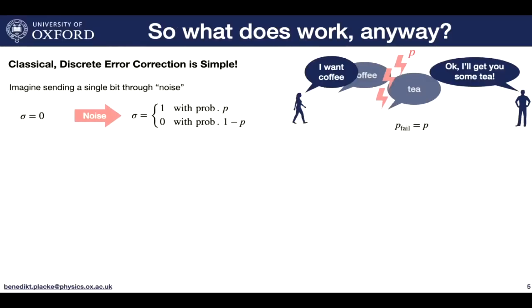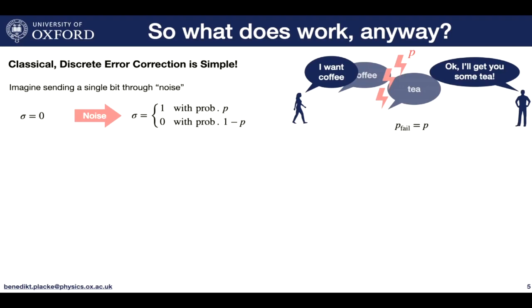Okay, so maybe before I talk about quantum computers, let me tell you what does work anyway. So we want to protect classical information first. Let's start with sending a bit. So imagine Alice comes into a bar and she wants to order a coffee at Bob. Alice and Bob are the names we usually give to these two people in computer science. And she says, okay, I want coffee.